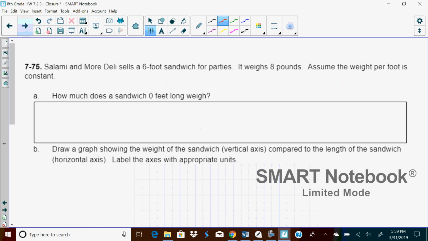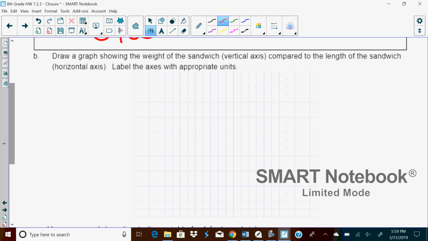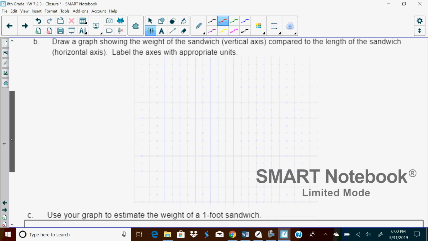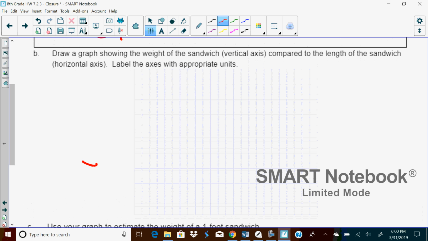Problem 75 says, Salami and More Deli sells a 6-foot sandwich for parties. It weighs 8 pounds. Assume the weight per foot is constant. How much does a sandwich 0 feet long weigh? And the answer is 0 pounds. Draw a graph showing the weight of the sandwich, the vertical axis, compared to the length of the sandwich. So we are doing the weight.